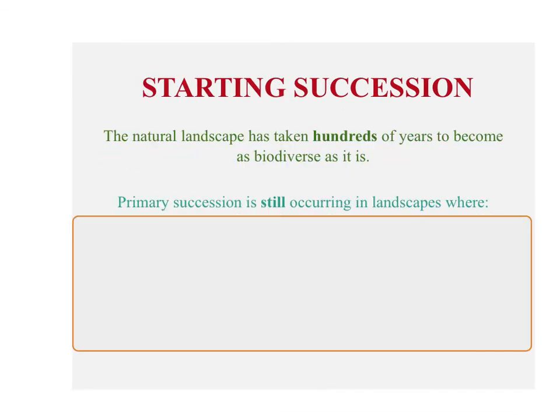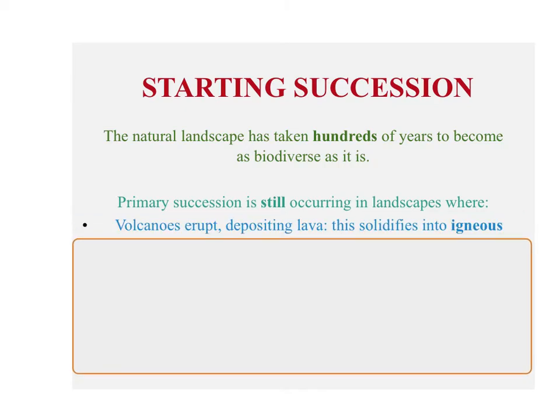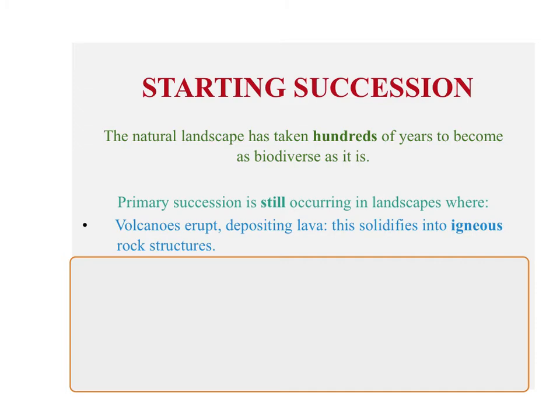Now, succession is still happening today. Primary succession is still going on, and it takes hundreds of years for landscapes to become really biodiverse and to have a wide variety of organisms there. You might be able to see it if you go on holiday to certain areas. So we've got things like volcanic eruptions, and that lava, the magma that is released, is going to solidify into igneous rock. And that rock has no soil, no organic matter, and therefore primary succession would be occurring there.